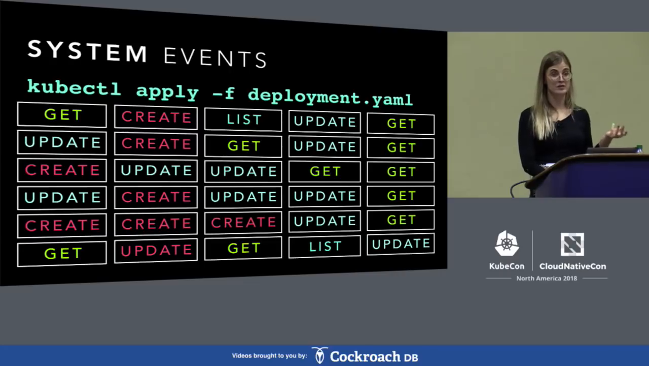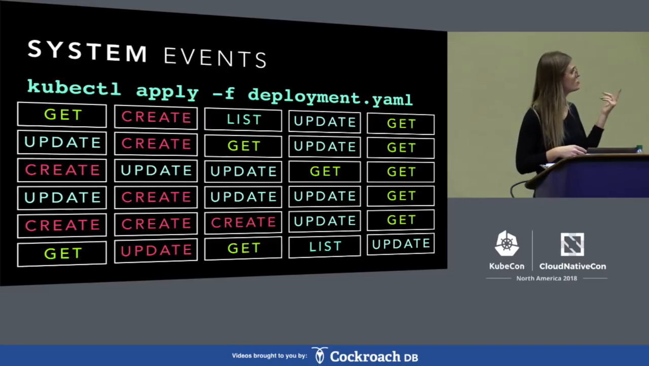Meanwhile, the system generates around 40 events for that one action. Kubernetes needs to spin up a replica set, the pods, do gets, updates. I don't know, there's a bunch of gets that happen at the end. It's a lot. And I couldn't even fit all 40 on one slide, but these do actually represent a real Nginx deployment that I spun up.